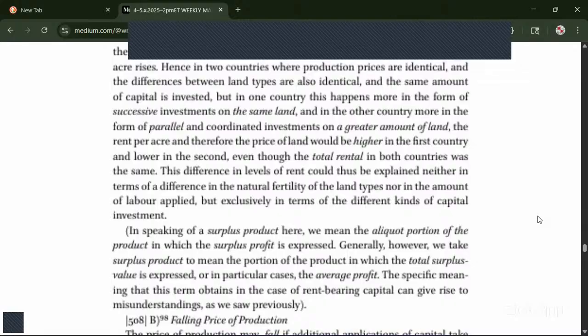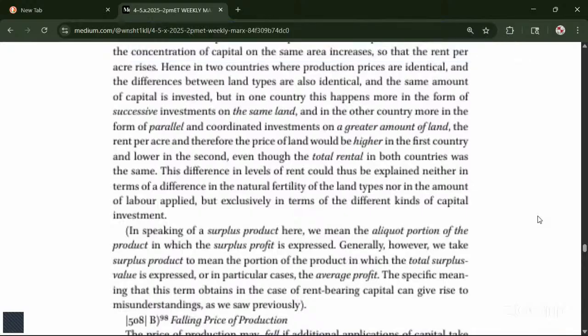And speaking of a surplus product here, we mean the aliquot portion of the product in which the surplus profit is expressed. Generally, however, we take surplus product to mean the portion of the product in which the total surplus value is expressed, or in particular cases, the average profit. The specific meaning that this term obtains in the case of rent-bearing capital can give rise to misunderstandings, as we saw previously.